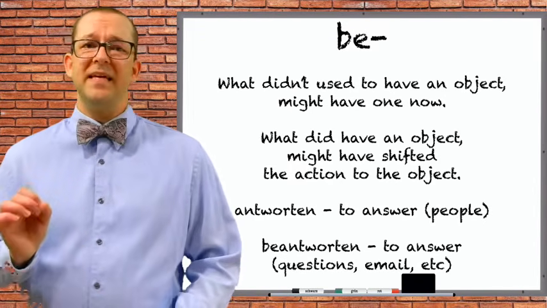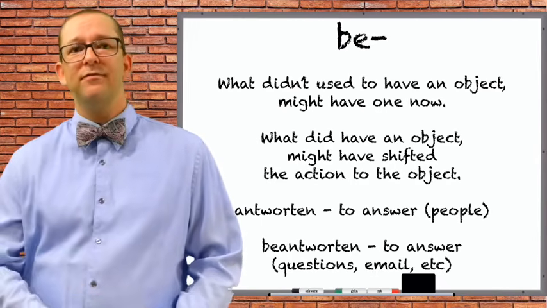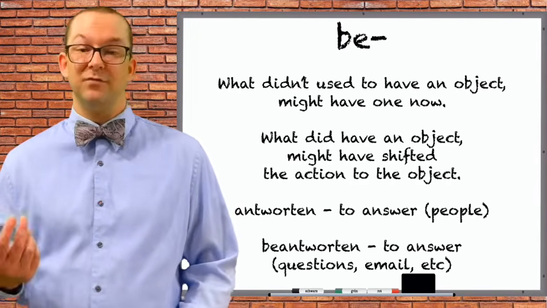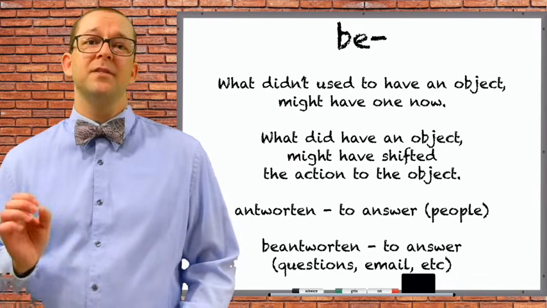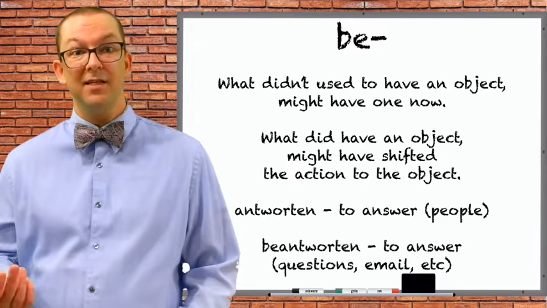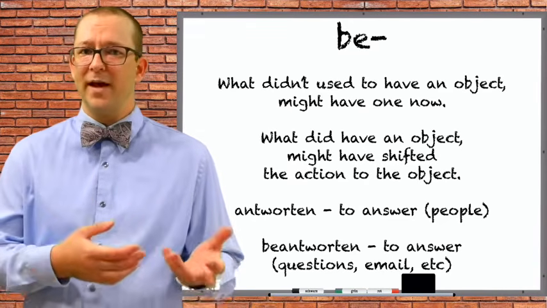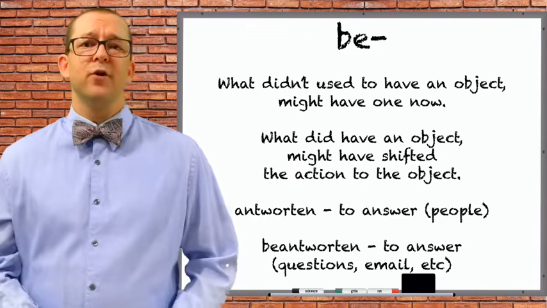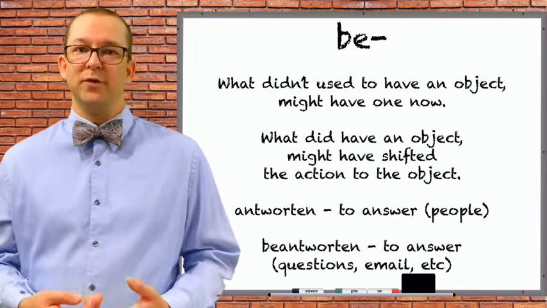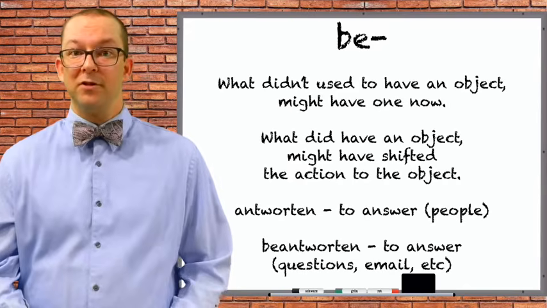First up, we have be or b. This prefix generally does stuff that involves direct objects or the transitivity of a verb. In other words, sometimes it makes a verb that didn't used to be able to take a direct accusative object, make it so that it takes a direct object. This happens with verbs like antworten and beantworten. Both mean to answer, which is sometimes confusing for German learners.